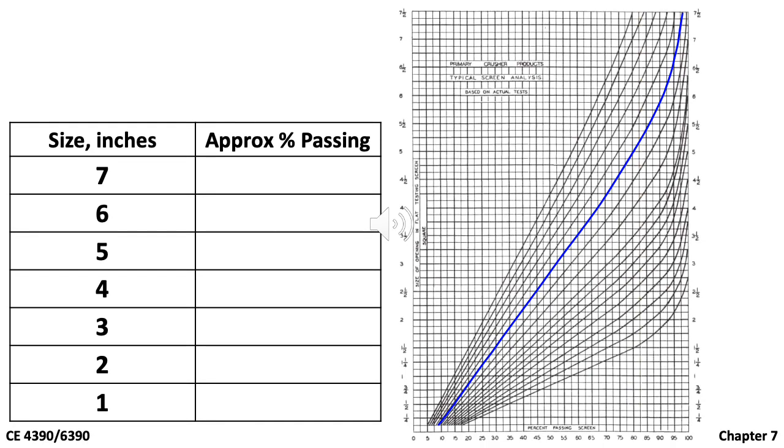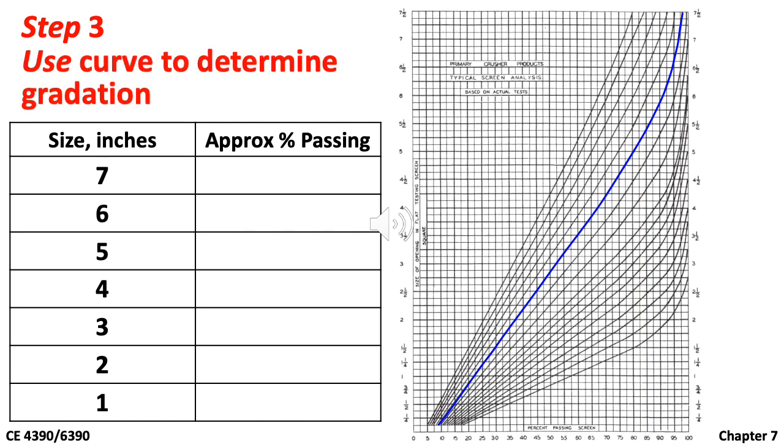Step 3, now you can use the curve identified before to determine gradation. Suppose that you need to find the percent passing for the following screen size. So let's do 7 inches first.